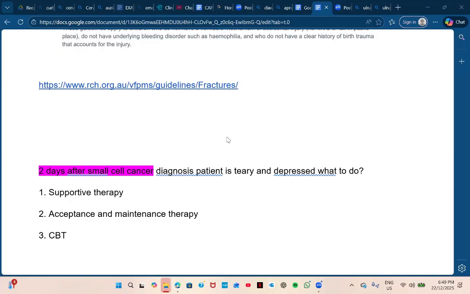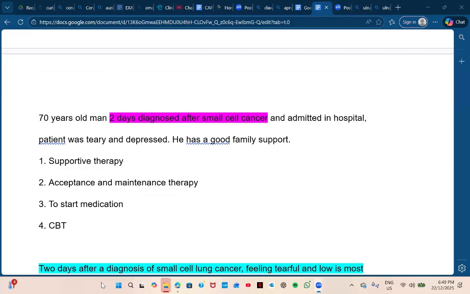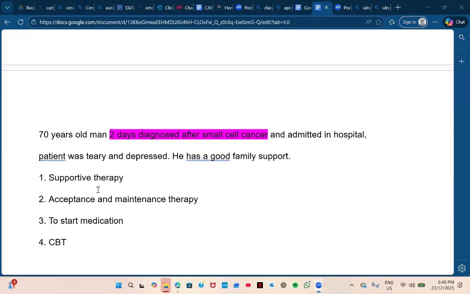Okay. Supportive therapy, acceptance and maintenance, CBT. What do you think? Okay, we got every answer. Let's check. We got another question, though not in the same file. So I have gathered them; the question is the same. Okay, so next we will discuss this question, the more informative one.